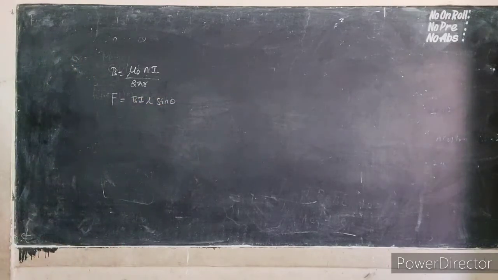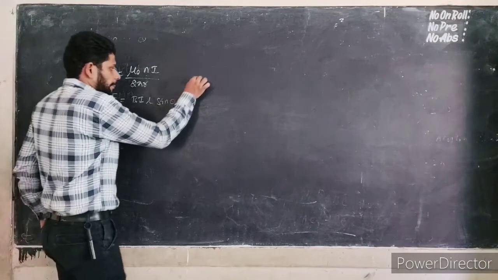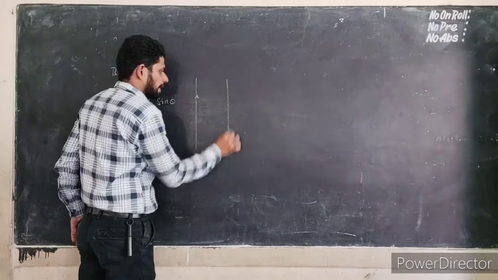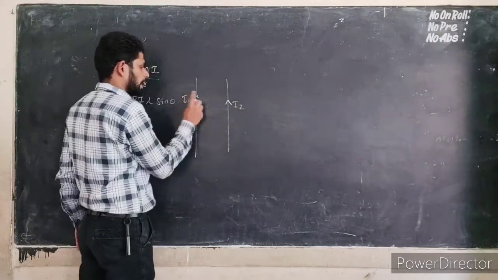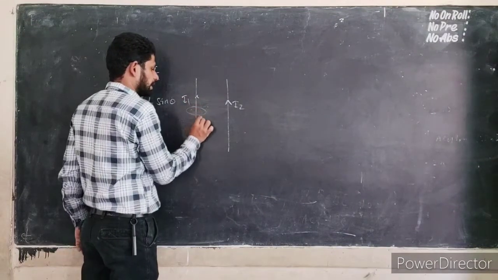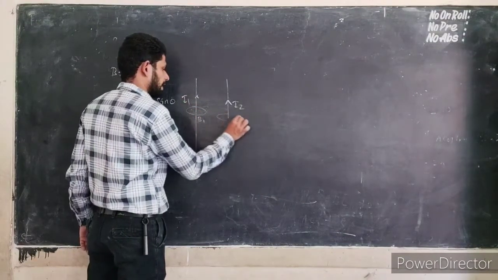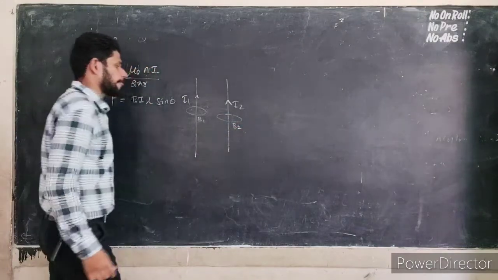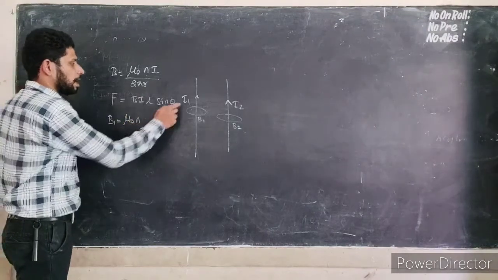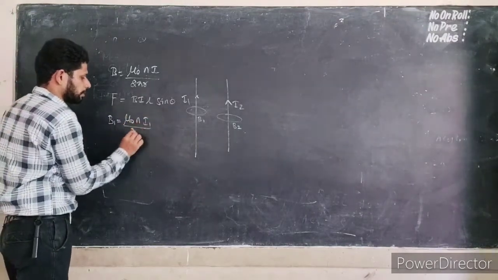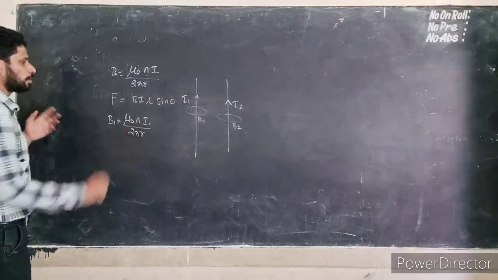Okay. Now, what happens if two forces are acting? Say there are two current carrying conductors: the I1 current flows here, the I2 current flows here. Due to I1, there is a magnetic field around the conductor, B1. Due to I2, there is a magnetic field around the conductor, B2. Now, what is B1? B1 is nothing but mu naught I1 divided by 2 pi r, let it be R1 or maybe.